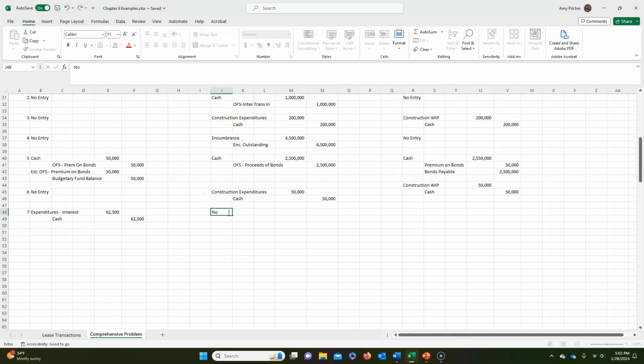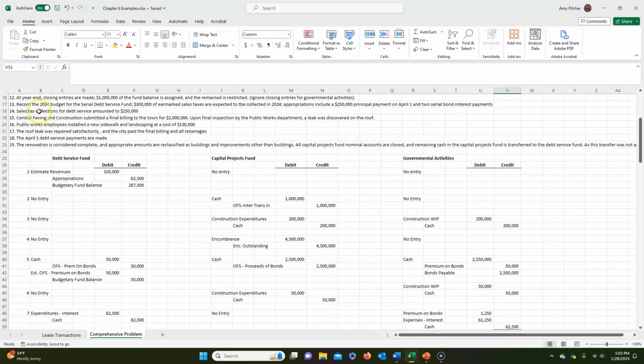No entry in the capital budgets. And in the governmental activities, we have our amortized premium. So remember, that was $50,000 on the bonds divided by 40 years because we amortize it over 40 years, which is $1,250. And then we have interest expense of $61,250, and we paid cash of $62,500.